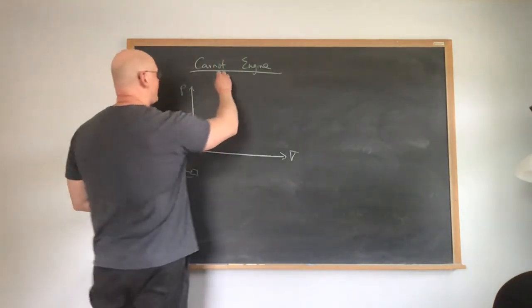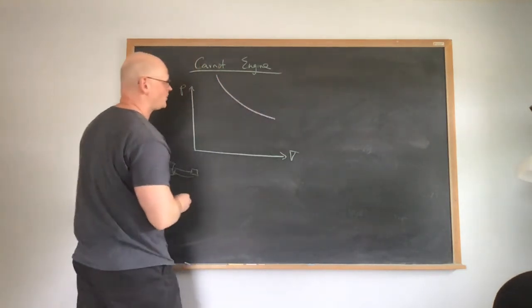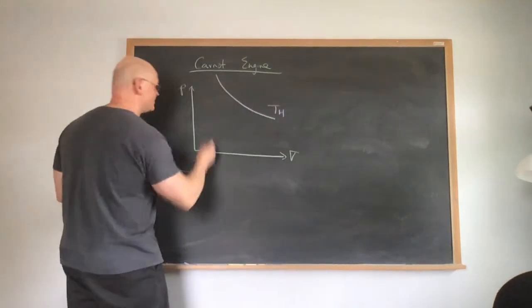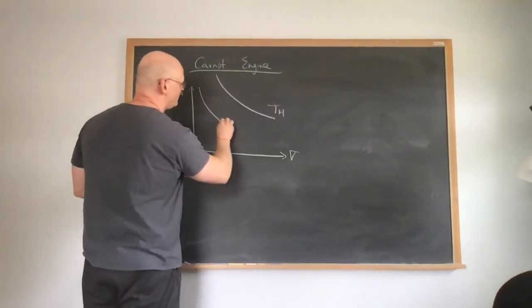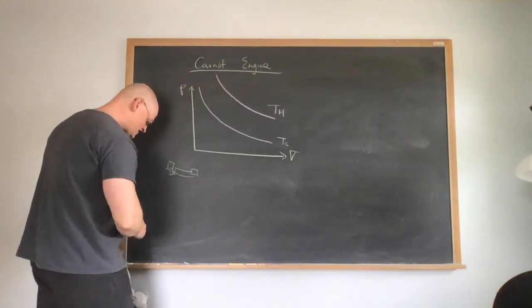So basically, we're going to have our two isothermal lines. Here is my first one. This is going to be T hot. And I'm going to have a colder isotherm, say somewhere down here, where this is now going to be T cold. So what does the Carnot engine do?